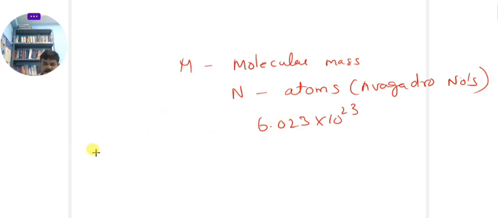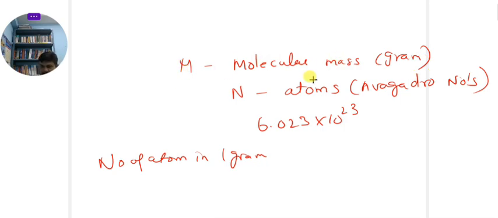Everyone knows about it. The actual volume occupied by atoms in 1 gram of the given substance is 2/3 of the volume of the same substance, as already told by Avogadro's hypothesis. Now, the number of atoms in 1 gram: 1 mole is the molecular mass measured in grams, and it contains this number of atoms or molecules. So the number of atoms in 1 gram is equal to N divided by M. This is the number of atoms, this is the molecular mass, and now it is 1 gram. 1 gram contains this many atoms.